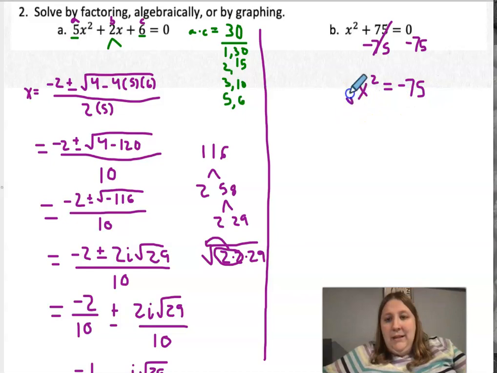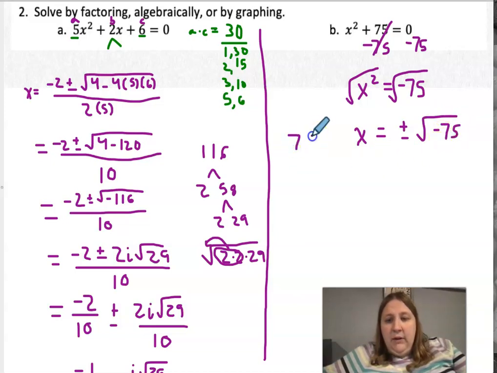All right, then I can take the square root of each side to get x alone. So x equals plus or minus the square root of negative 75, which we have some work to do with here. So there's a negative, so there's definitely going to be an i, and I want to see if I can break down 75 at all. So I know 75 is 3 times 25, and 25 is 5 times 5. So if we think about that, we'd have 3 times 5 times 5.